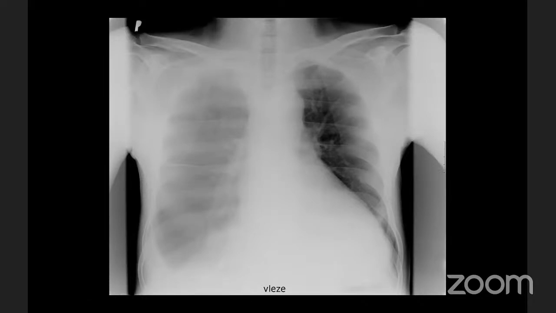Also, another thing regarding the heart, you said that you don't really care too much about its size. But in this case, it does seem a little bit big, no? Yes, it is. It's a lying patient, it's AP, but it is definitely slightly enlarged.